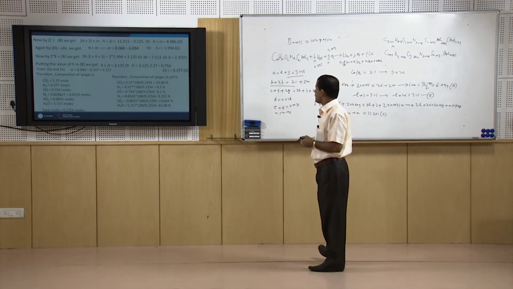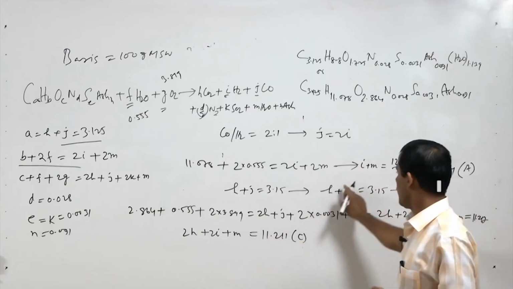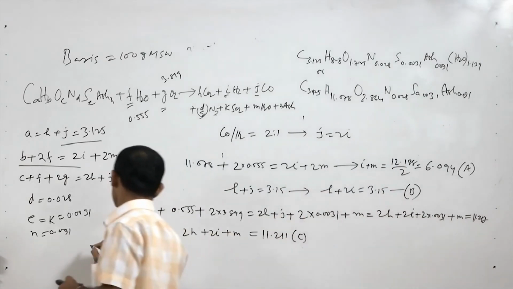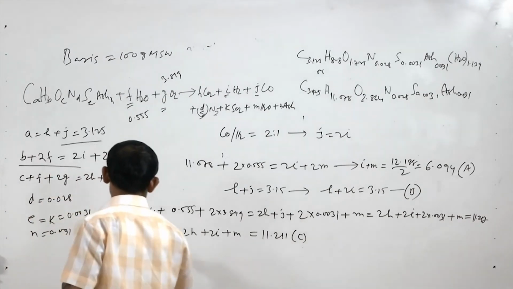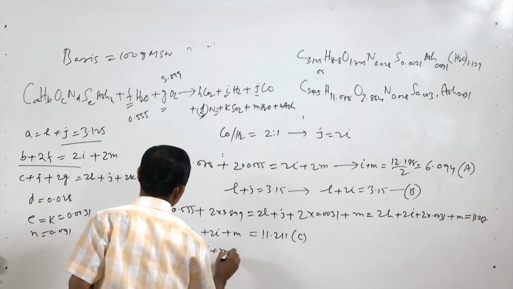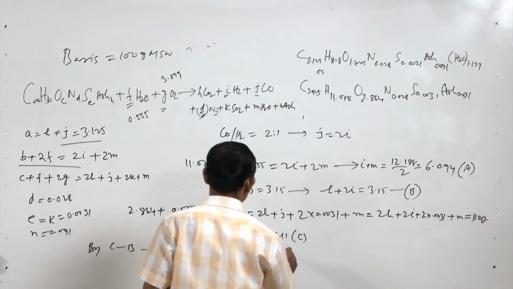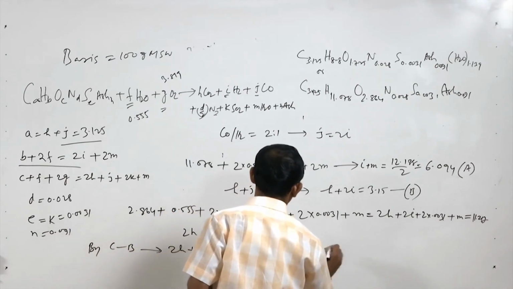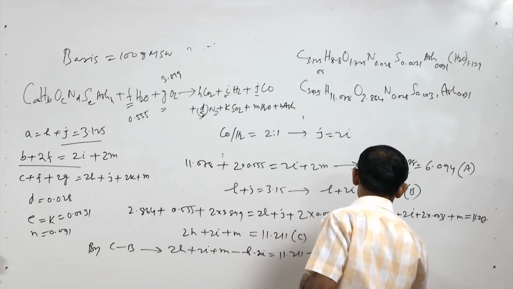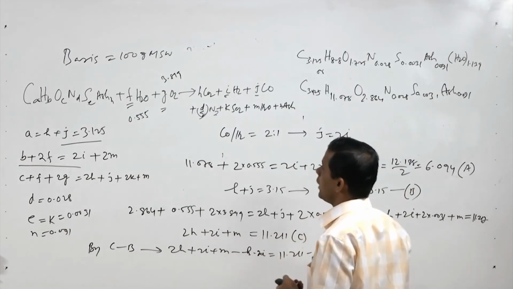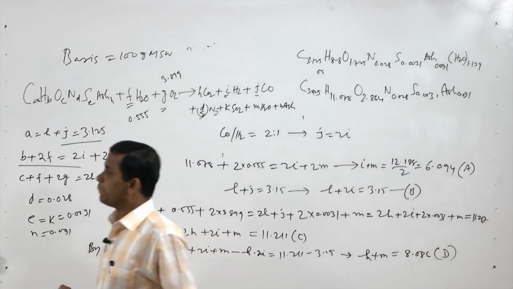So, if we make C minus B, 2I will cancel. So, by C minus B we are getting 2H plus 2I plus M minus H minus 2I, that is equal to 11.211 minus 3.15. This is giving us H plus M is equal to 8.086. So, now we are giving it as equation D.